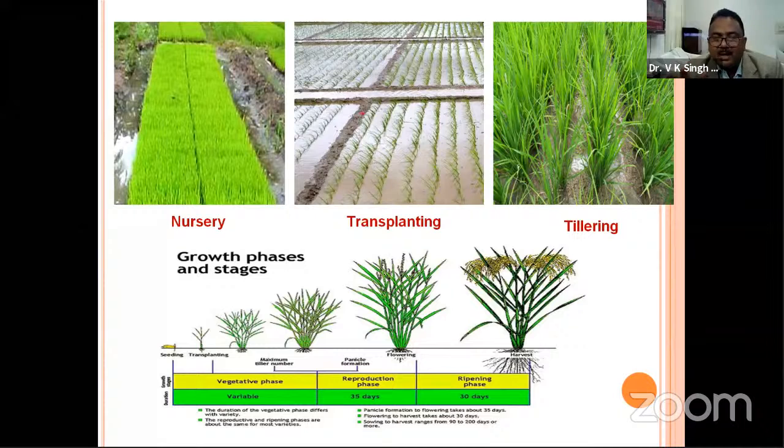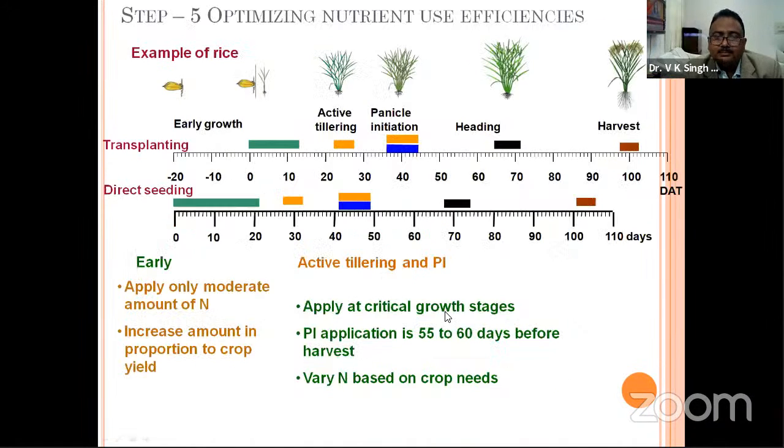So plant stages are very, very important. This is the tillering stage. This is very important. At this nursery stage, a very minor amount of nitrogen is needed, but zinc is very important. So plant growth stage-based nutrient application has its significance.